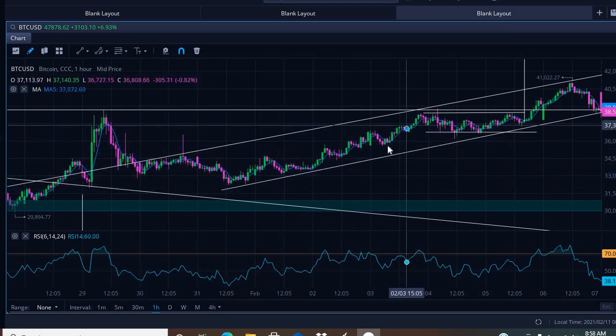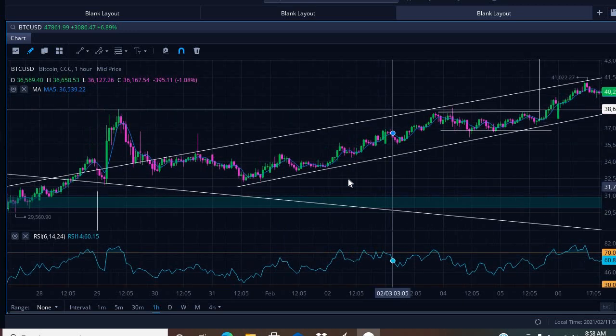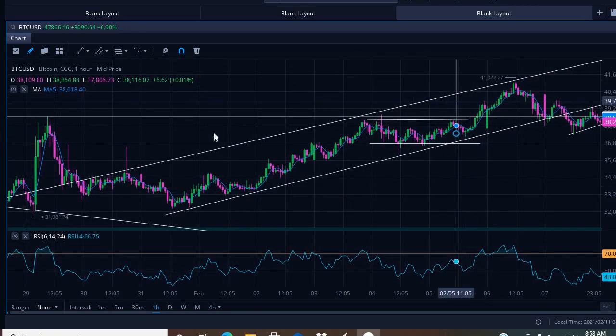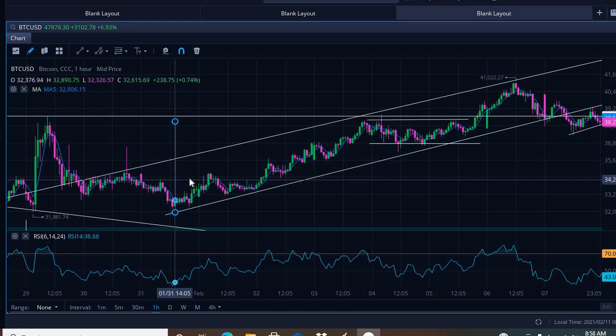That's roughly what we see here. Okay, how do you calculate the price target for this? Okay, what is this thing? Okay, you may be wondering. Well, this is how you calculate the price target.